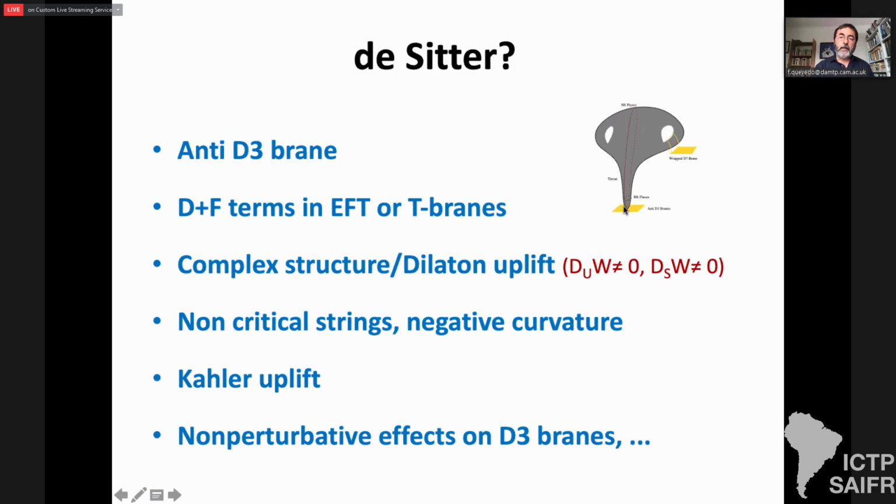of the throat, and that has been probably the main proposal to uplift to de Sitter. But then there are other proposals. You have D and F terms in the effective field theory, with something that can be explicitly realized in terms of T-branes. The complex structure and dilaton uplift can be, W will be not necessarily zero, but small to compete with the Kähler potential, with the Kähler modular potential. Non-critical strings or negative curvature, as Shamir mentioned, and Eva has been working on it, and non-perturbative effects on determinants. So there are several other proposals to get de Sitter.